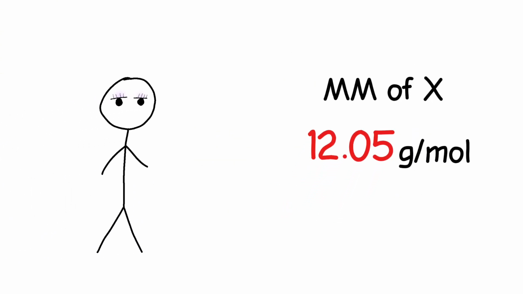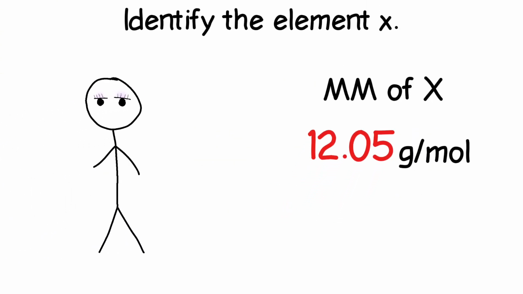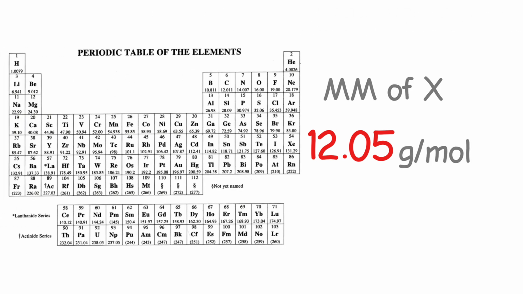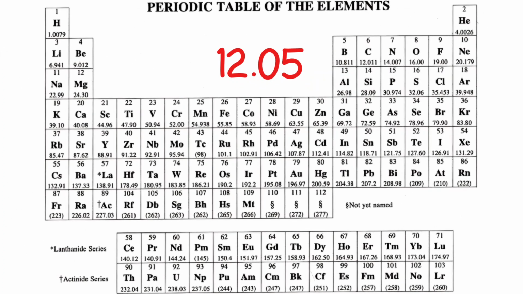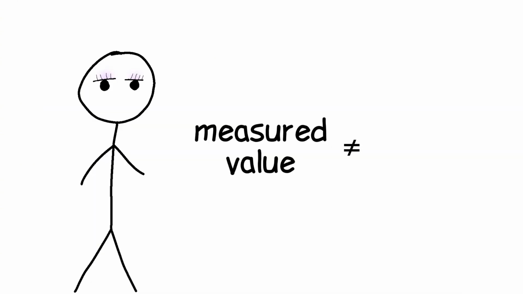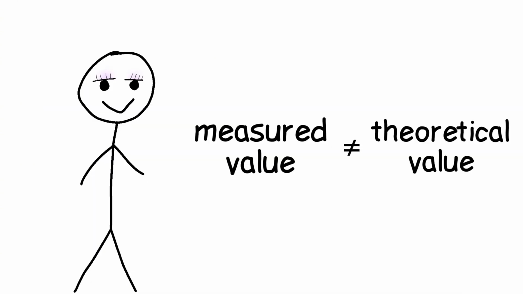The second question asks us to identify this element. To do this, go to your periodic table and find the element whose molar mass is closest to the value that you got. It'll almost never be an exact or perfect value. Just choose the closest one.